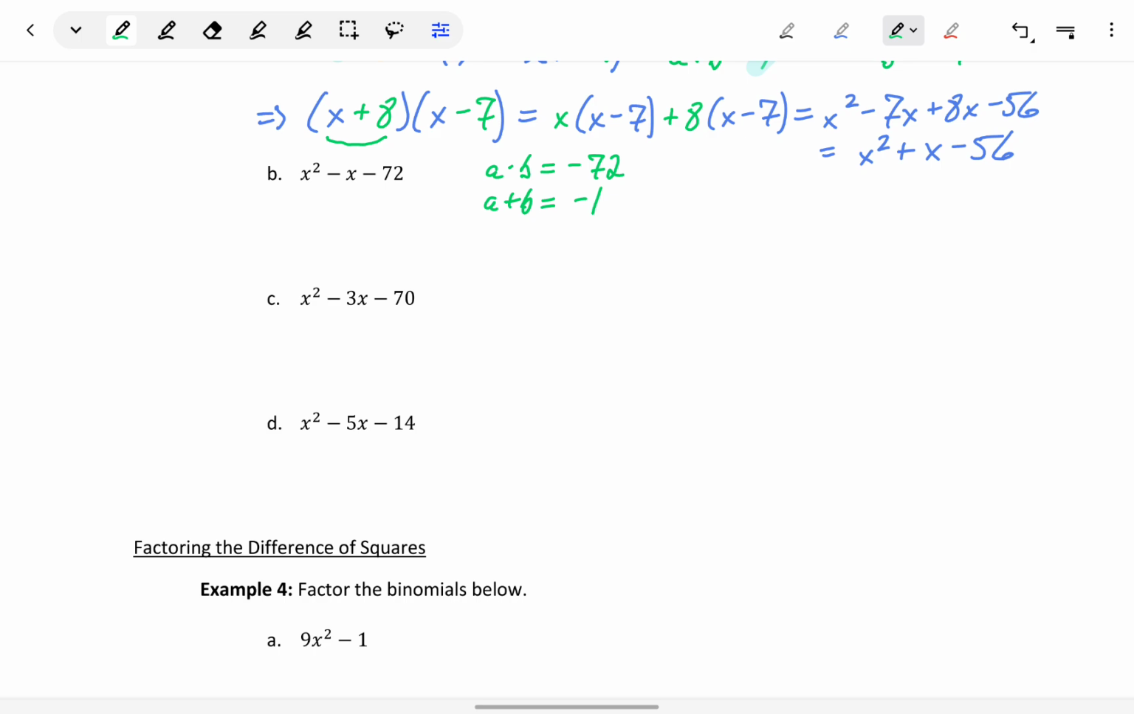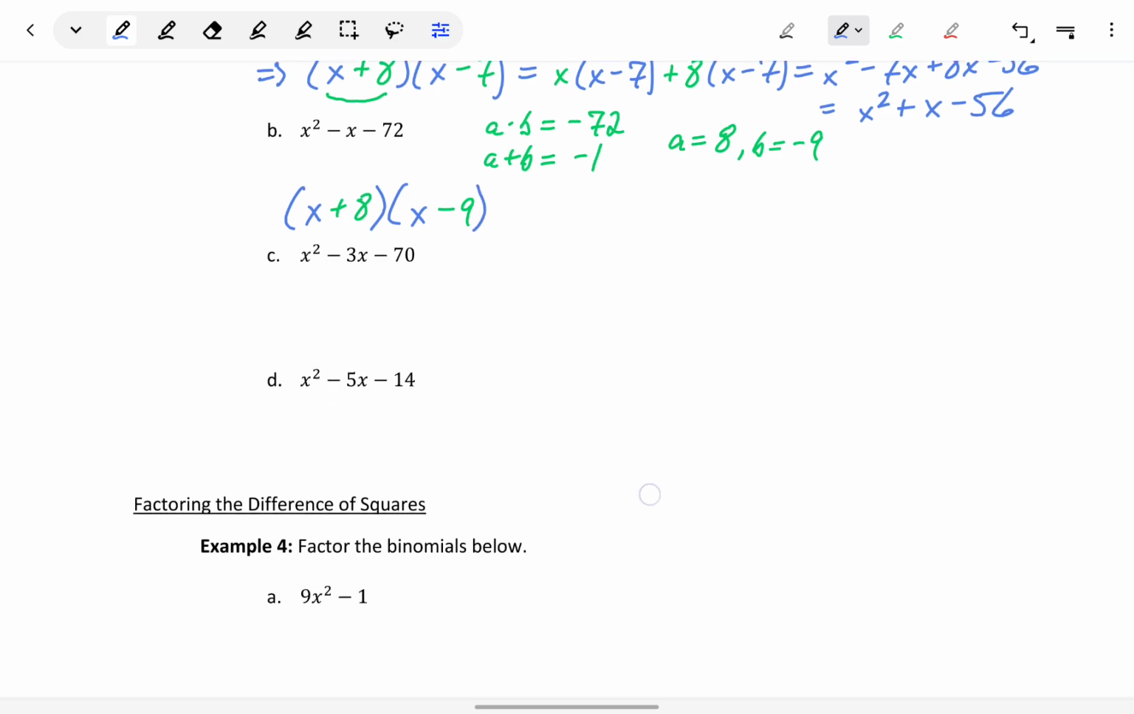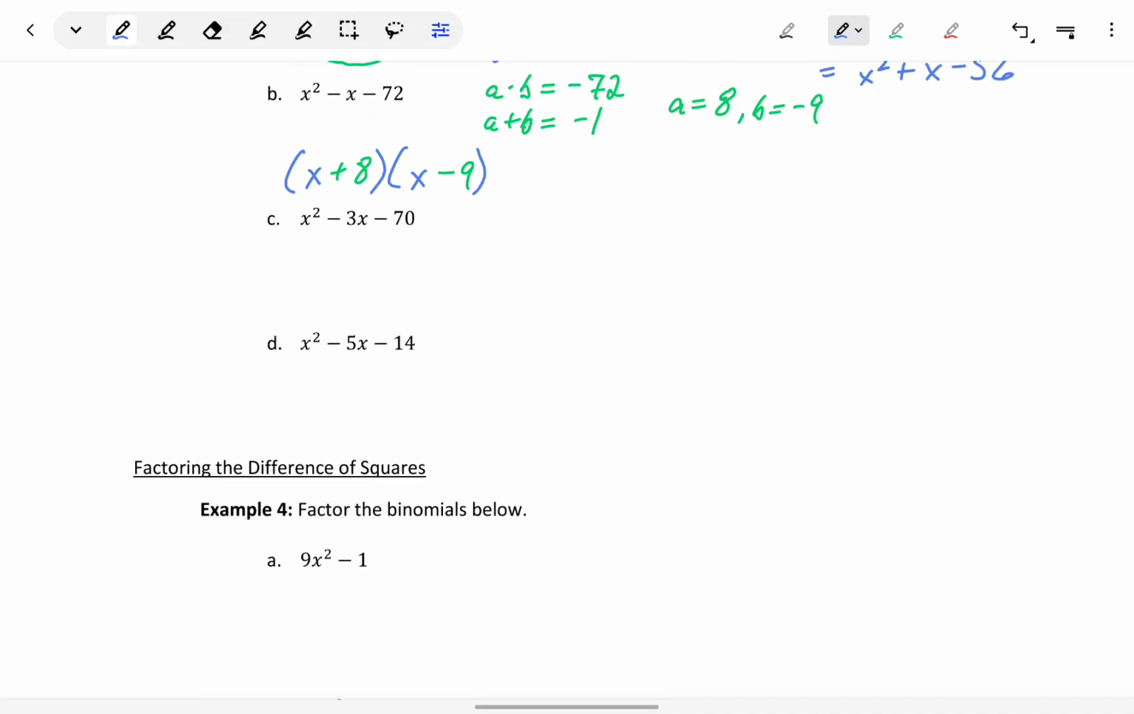Again, this generally comes down to some trial and error, but in this case what we would want is our value for a to be 8 and our value for b to be -9, because those two numbers would multiply together to give us -72 and add together to give us -1. Meaning we can factor this trinomial as x plus 8 times x minus 9. And again, we could multiply that expression back out and verify that we get back to the original expression that we started with.